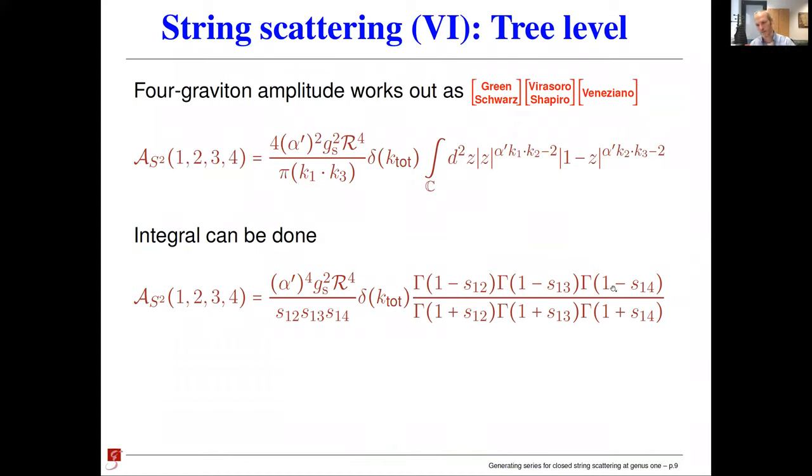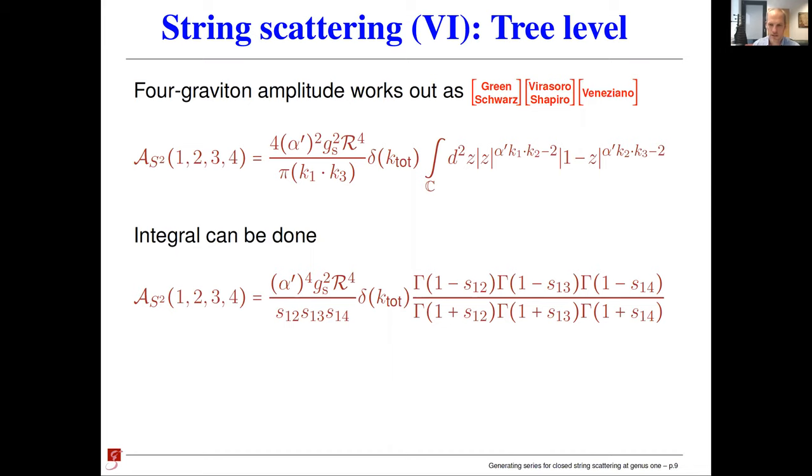And if you have seen any course on string theory, you will have seen something very similar to this, which was at the beginning of string theory in the Veneziano amplitude for the open string, or the Virasoro-Shapiro amplitude for the closed string. So this is basically the same factor that you get. And the Mandelstam variables here, which involve k1 and k2, were defined in such a way that they became dimensionless, which means they contained a factor of alpha prime, or the string length.